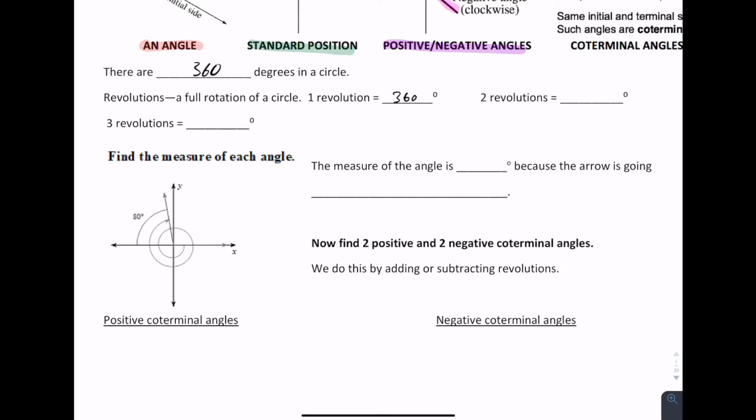The two revolutions, you just multiply it times 2. So this would be 720 degrees. 3 revolutions, you just multiply it times 3. So this would be 1080 degrees, and so on and so forth.